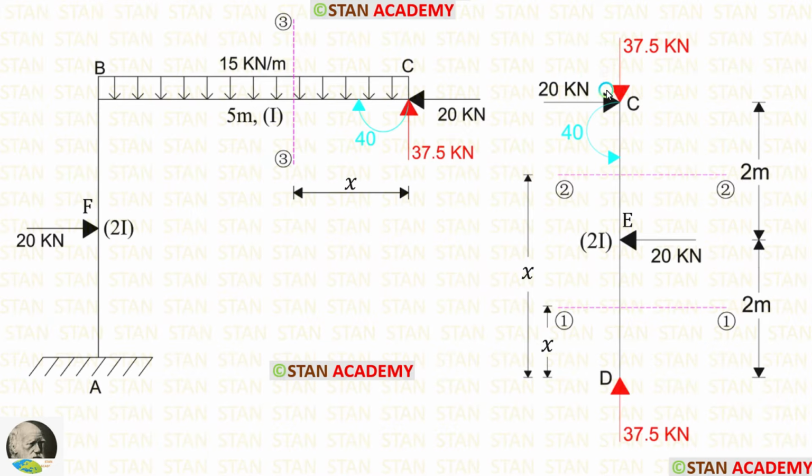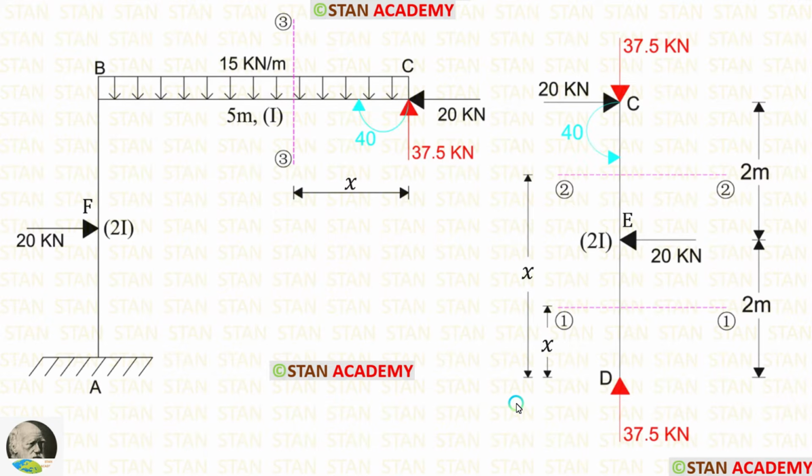On the right side at the point C, the vertical reaction is acting downwards. So here the vertical reaction should be upwards. Here the horizontal reaction is acting towards the right side, so here it should be acting towards the left side. Here the moment is acting in the anti-clockwise direction, so here it should be acting in the clockwise direction.